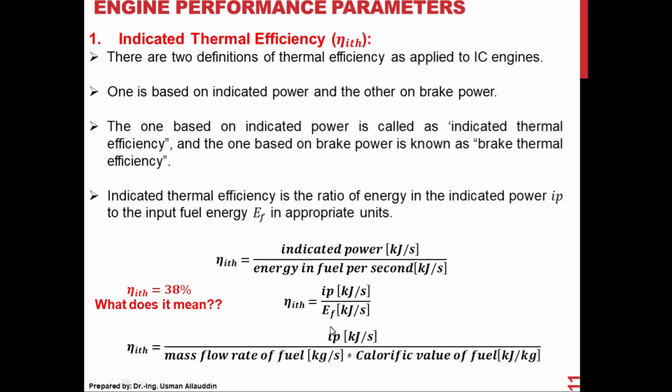EF can also be obtained by multiplying the mass flow rate of the fuel with the calorific value. So mass flow rate of the fuel will have a unit of kilogram per second, and calorific value of the fuel has a unit of kilojoule per kilogram. So kilogram will be cancelled out, and you will get kilojoule per second. Kilojoule per second divided by kilojoule per second will cancel out, and you will have a dimensionless number, that is the indicated thermal efficiency.